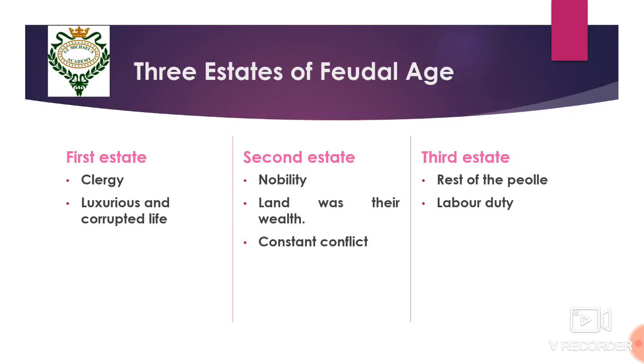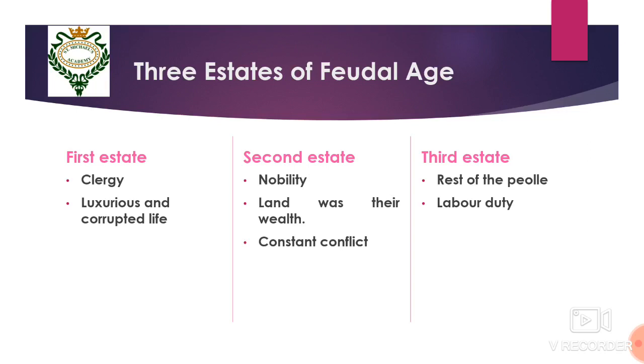Now, three estates of the feudal age. Society in the feudal age was composed of three different classes or estates. The first estate was the clergy, meaning only the higher clergy. They lived a luxurious life and were usually corrupted. The second estate was the nobility.